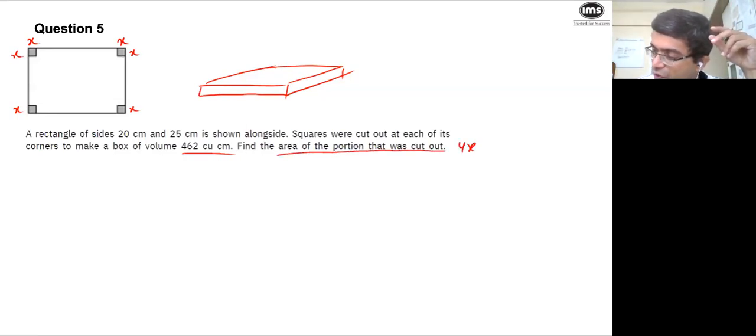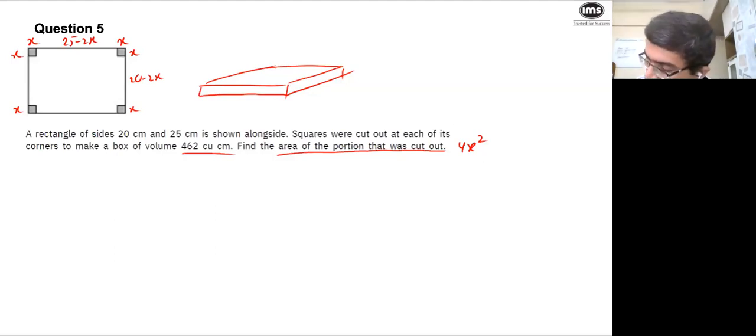Can I say it is 4 squares, 1 into 4 squares? So x square into 4. Correct. I am supposed to find 4x square, the area of the portion that was cut out with maybe a scissors. Knowing that the sides are 20 cm and 25 cm, can I say one side of the base is going to be 25 minus 2x, and the other side is going to be 20 minus 2x.